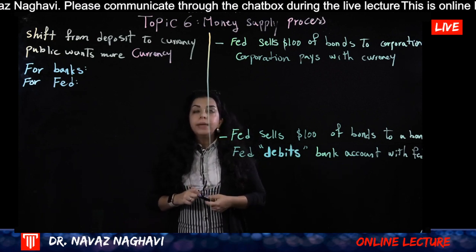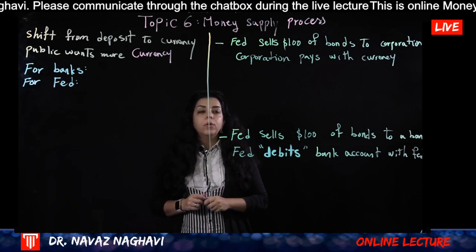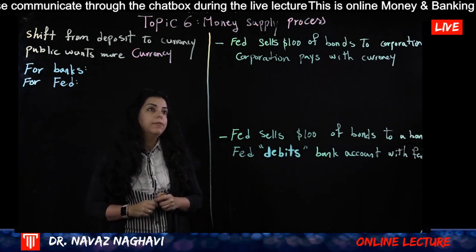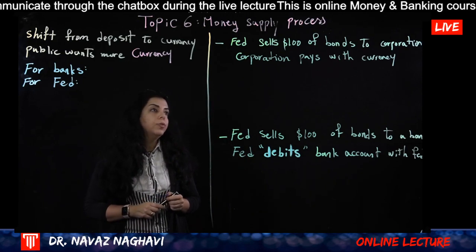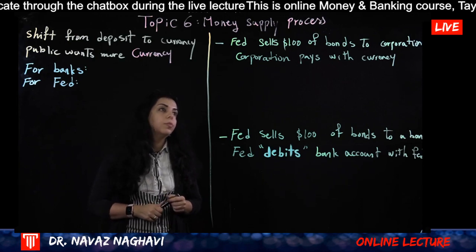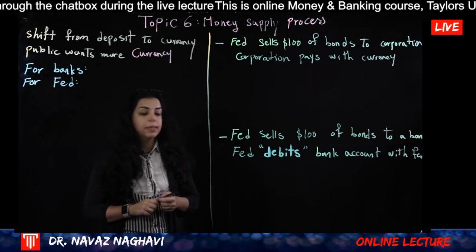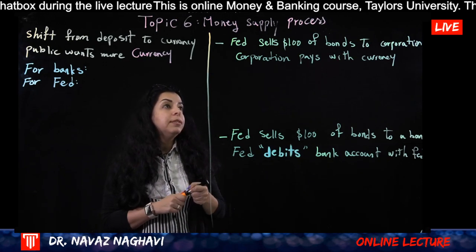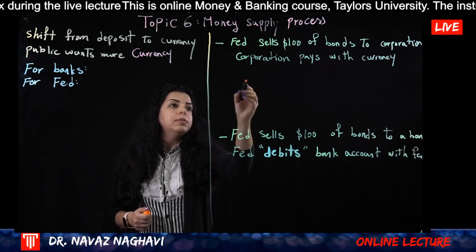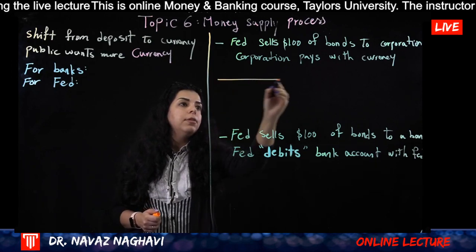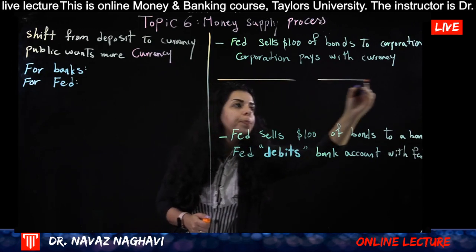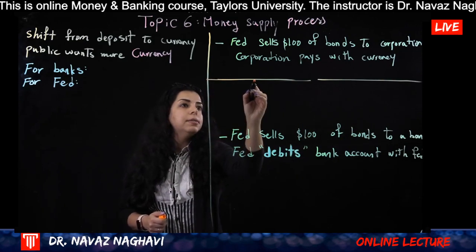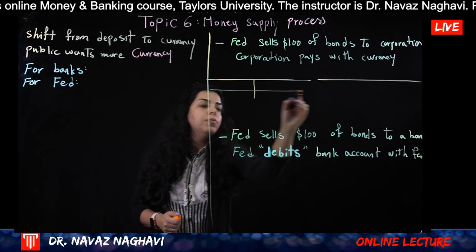Our other example is about open market sale. The example is saying that the Fed is selling 100 units of bonds to a corporation and the corporation pays with currency. Do remember that this time the Fed is selling the bonds. So again, we have to draw the T account for both the Fed and the banking system. Sorry, this time it is the corporation.